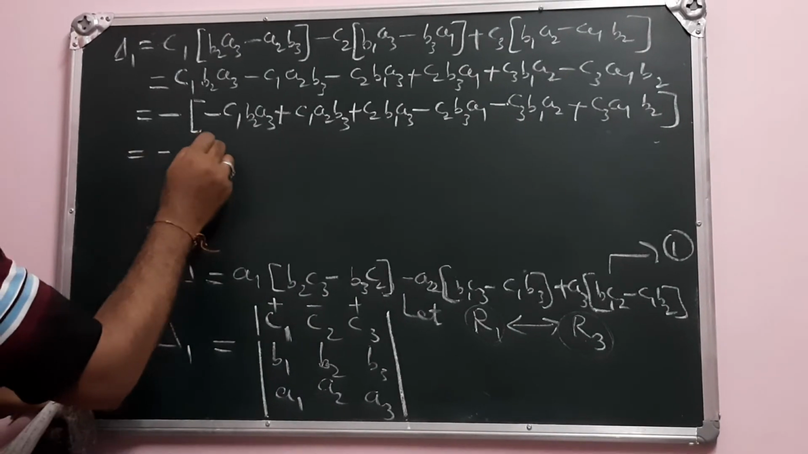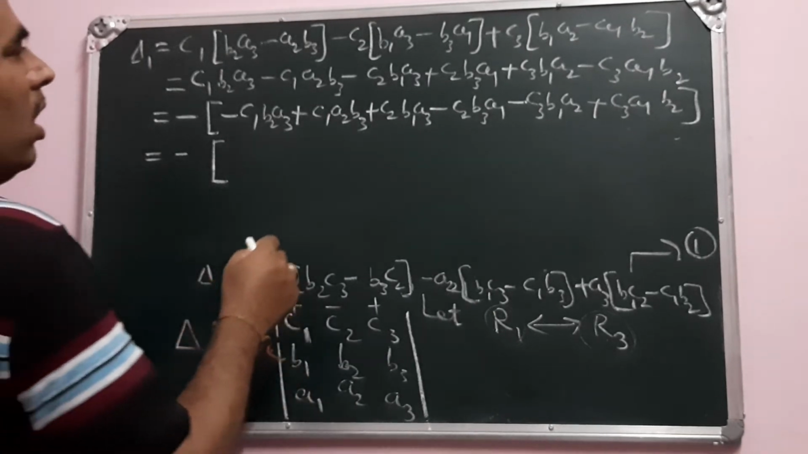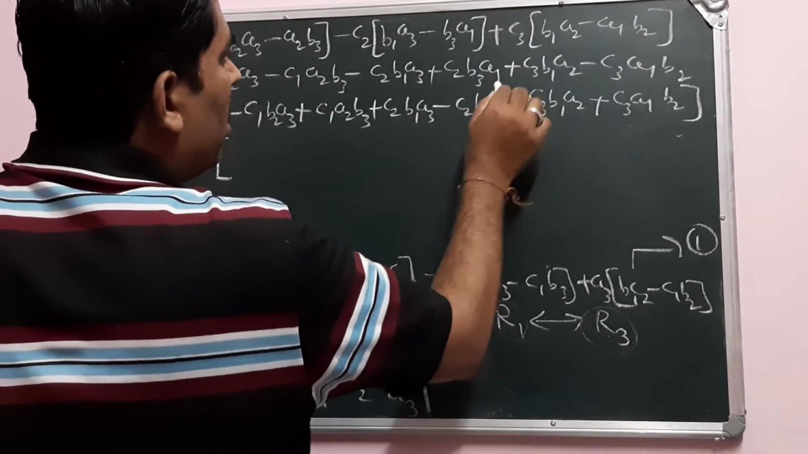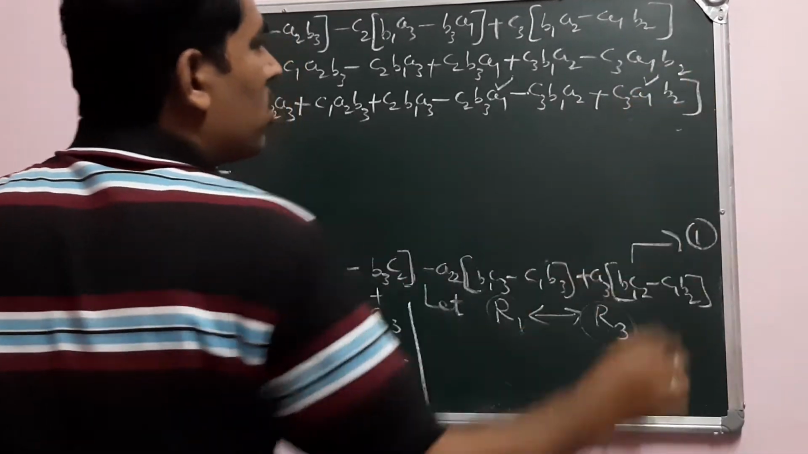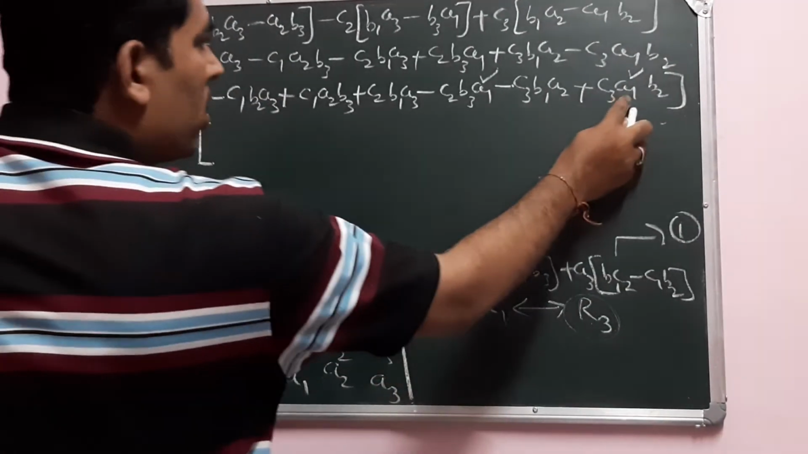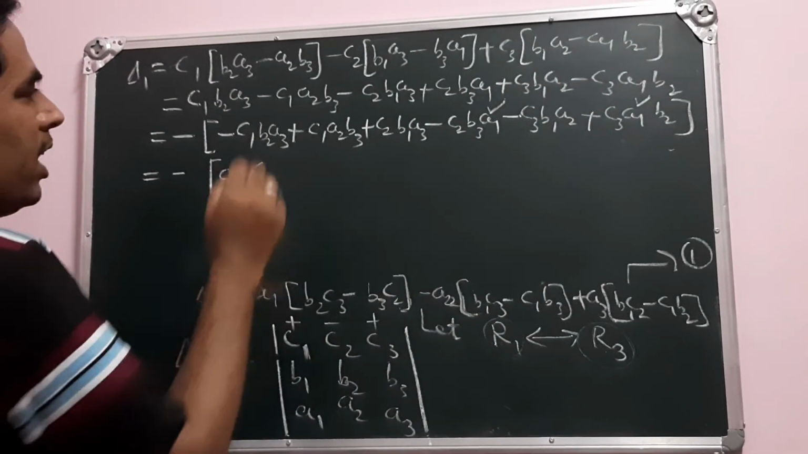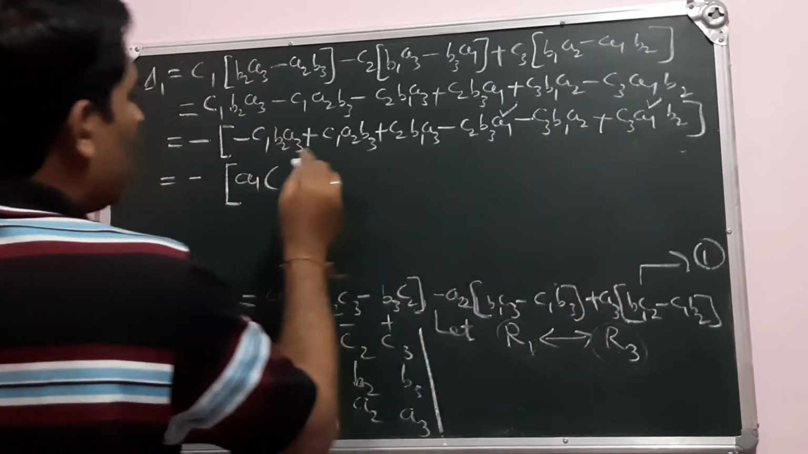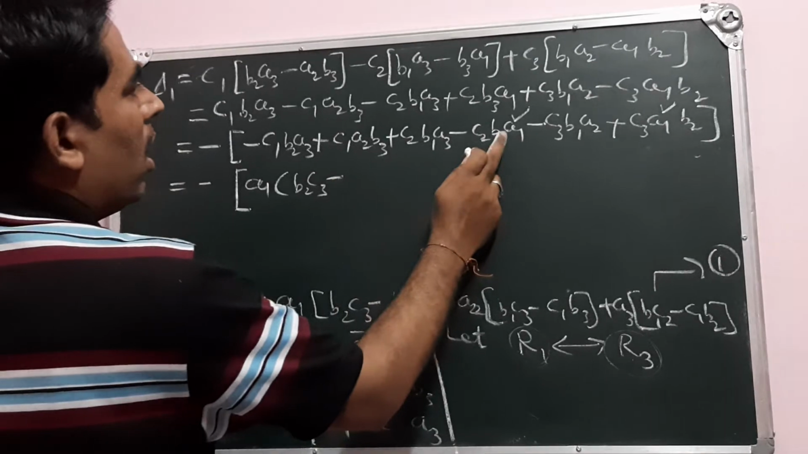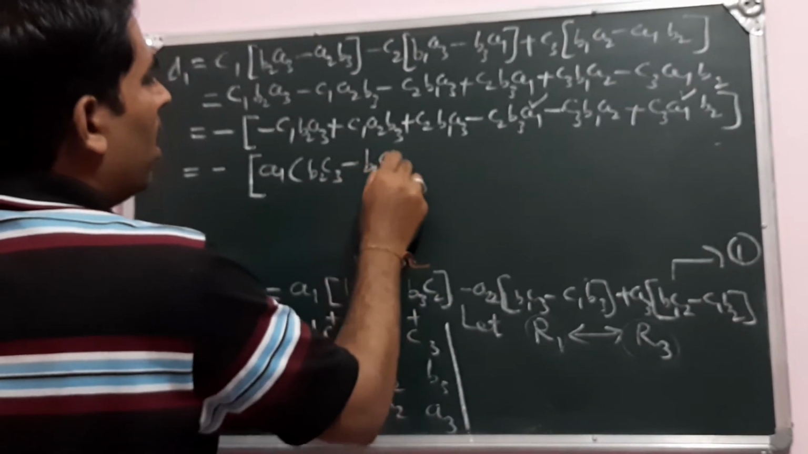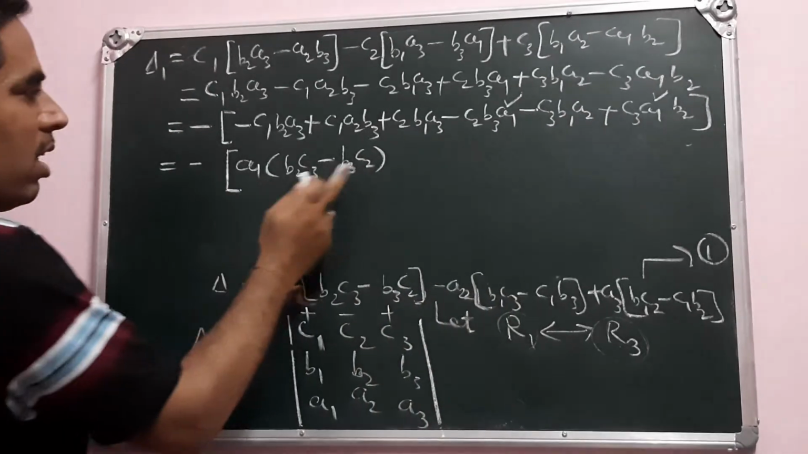So what I will get is minus. In this you mark the terms here. What are the common elements here? The terms containing A1 are these two, so from these two terms I can take A1 outside. A1 into B2 C3 minus B3 C2. Okay, from these two terms I have taken A1 outside, and I got this.